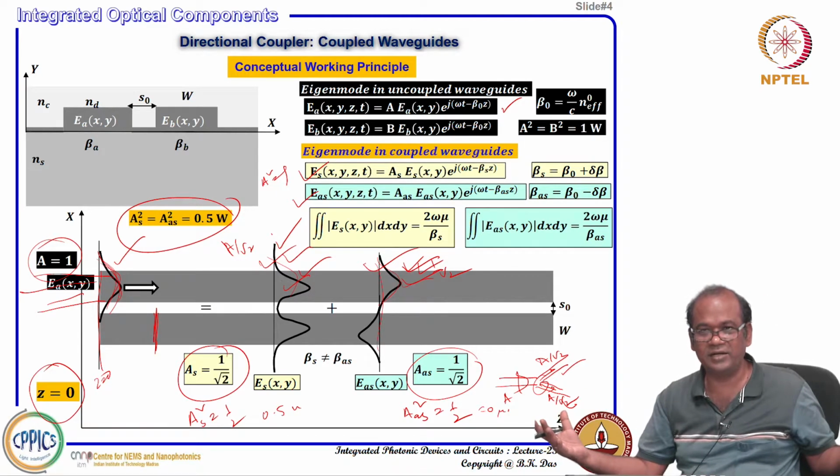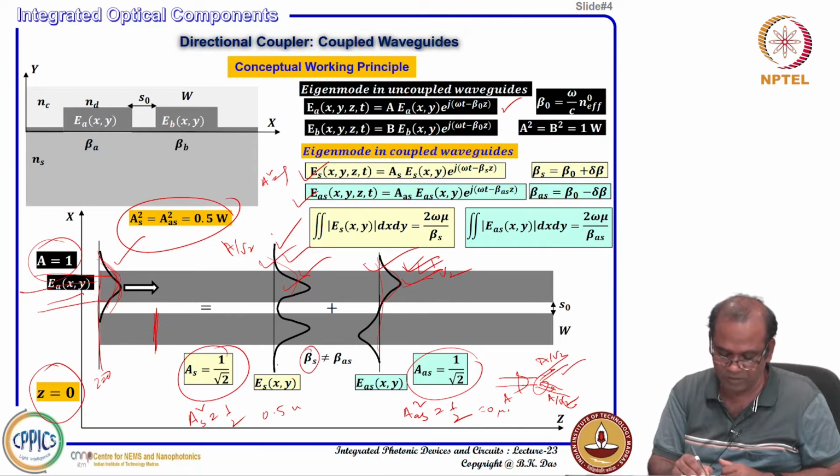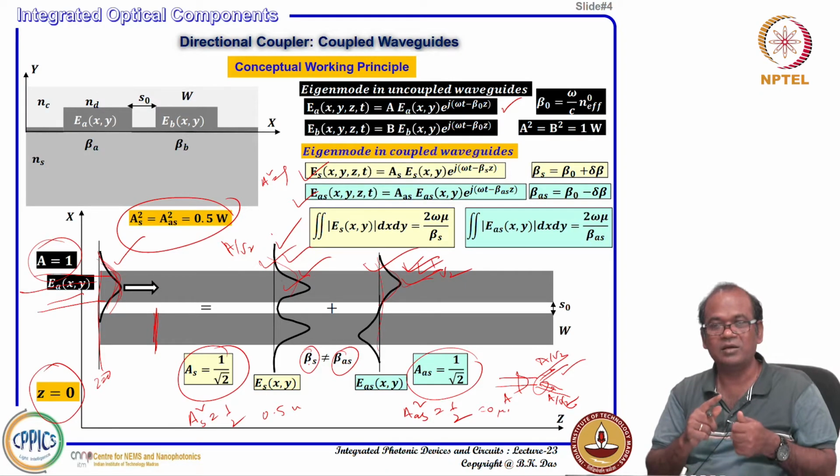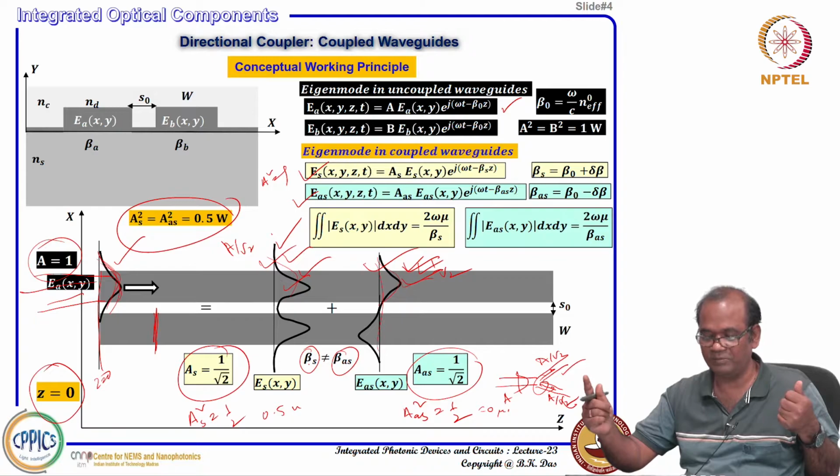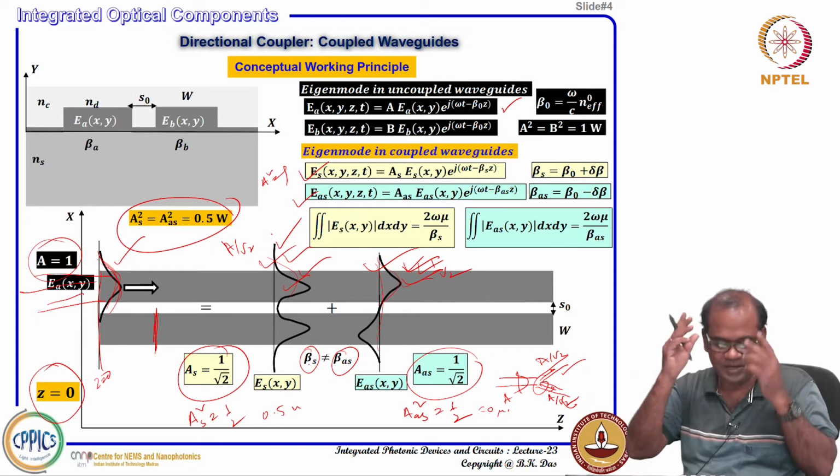Once they are excited, they will be traveling with different phase velocity, because their propagation constants are different. Okay? So, that is the idea.